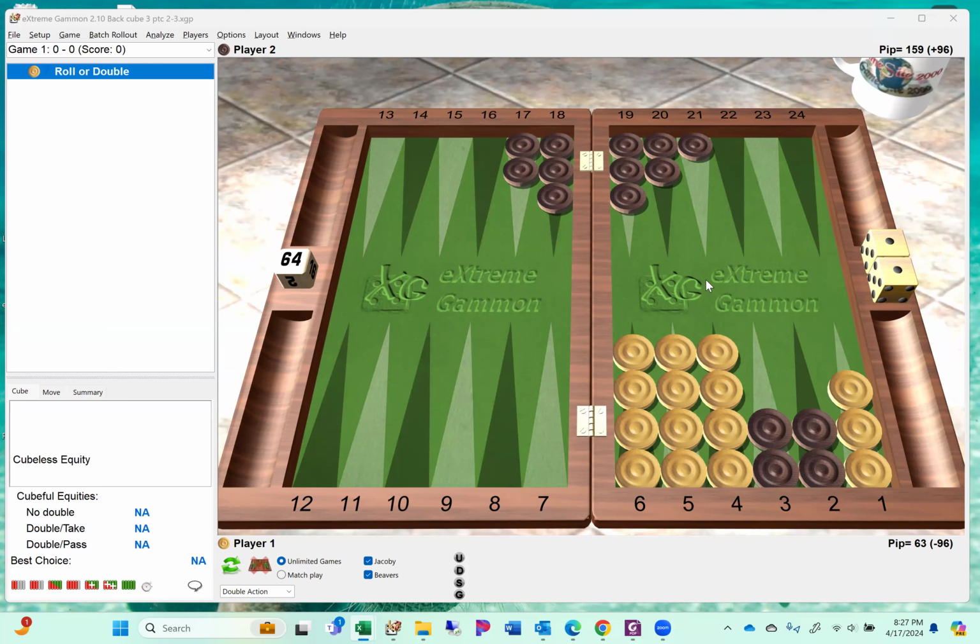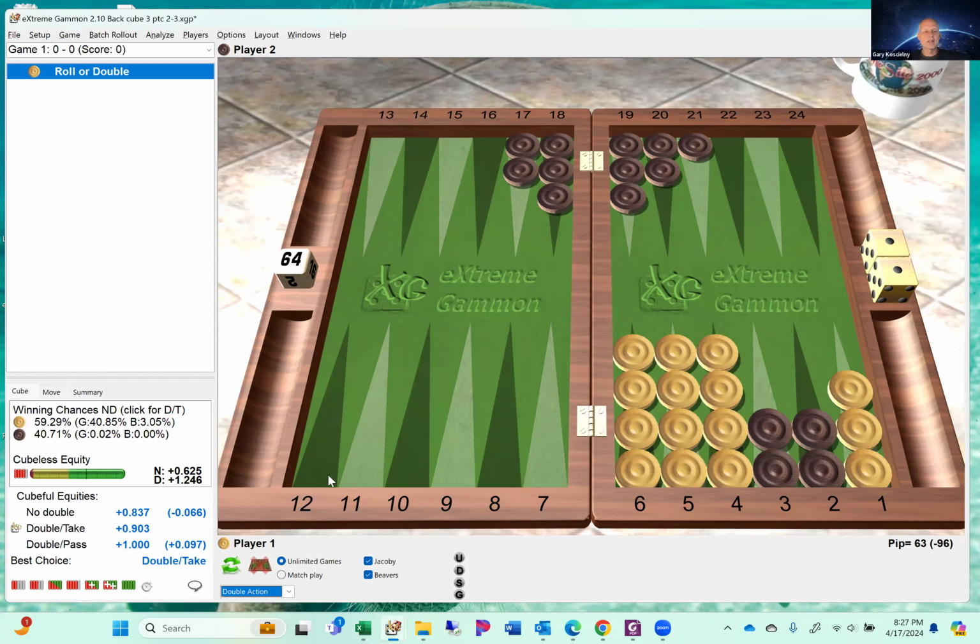Gary: I think it's too deep because White's got plenty of checkers to play with before I can even think about hitting them. I just think it's too deep. Now, what do you mean by too deep? I would pass this. Okay. So it is a take.